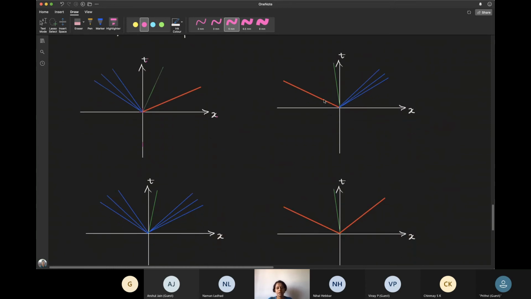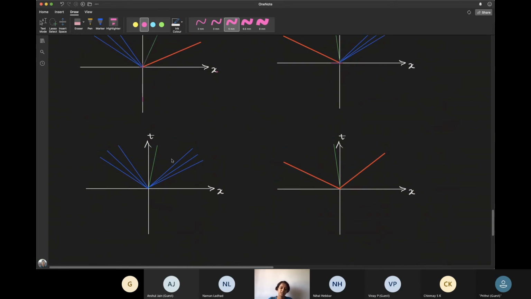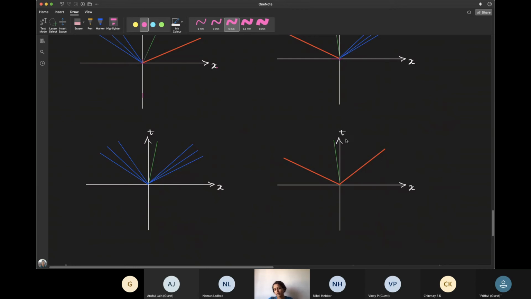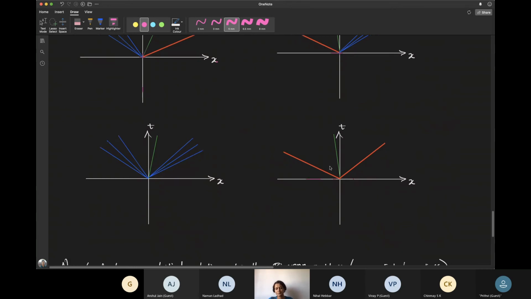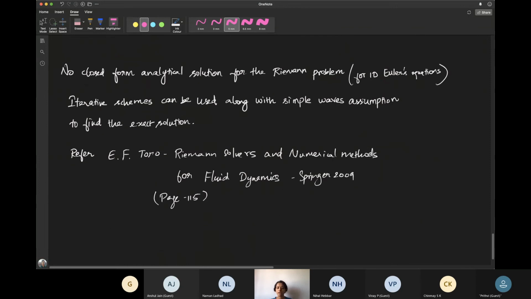So now we can have different variants of the problem. That is, we can have a shock on the left, contact in the middle, and expansion wave on the right. Or otherwise, we can have two expansion waves separated by a contact, or we can have two shock waves separated by a contact. So now we have formulated the Riemann problem, and we have seen some features of the Riemann problem. That is, we talked about the simple waves assumption, and we also mentioned about the iterative schemes to be used along with the simple waves assumptions to find the exact solution for the Riemann problem.